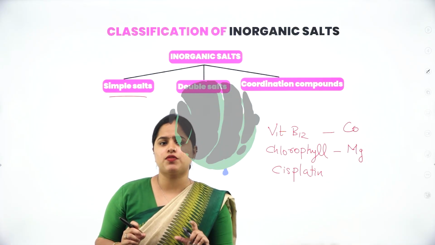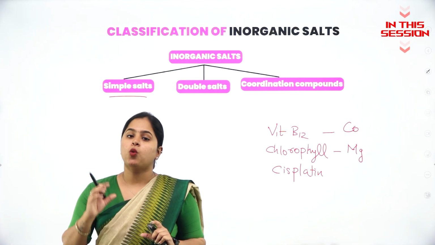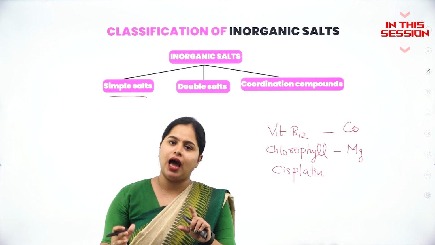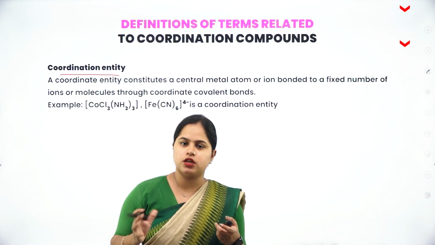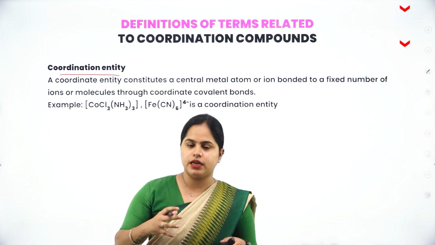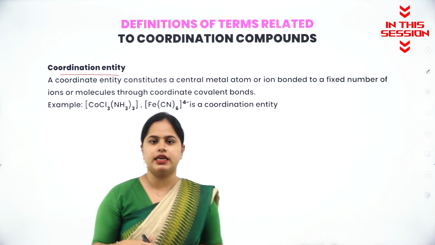Simple salts mean it will have one cation and one anion. That is, one acid radical and one basic radical will be present. The whole coordination compound is called the coordination entity. There will be a central metal atom, there will be ligands, and there will be counter ions.